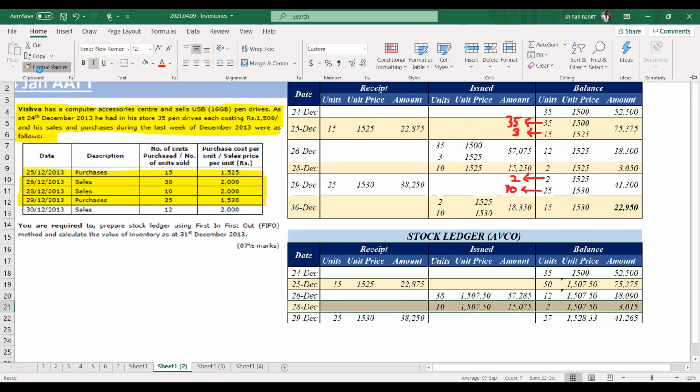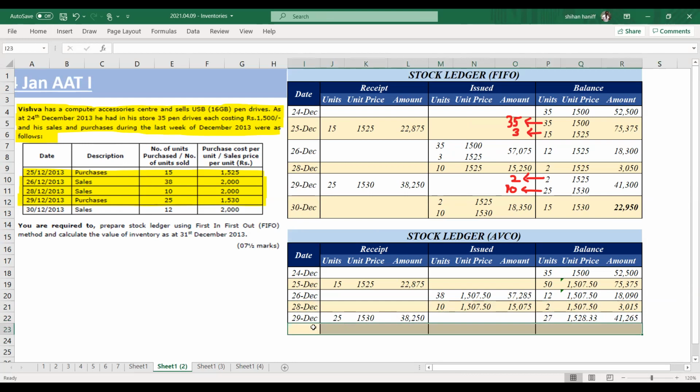Finally, selling on 30th December, 12 units. Price is the same. 18,340. So the remaining inventory will be 15 units, valued at 22,925. Average price becomes 1,528.33.